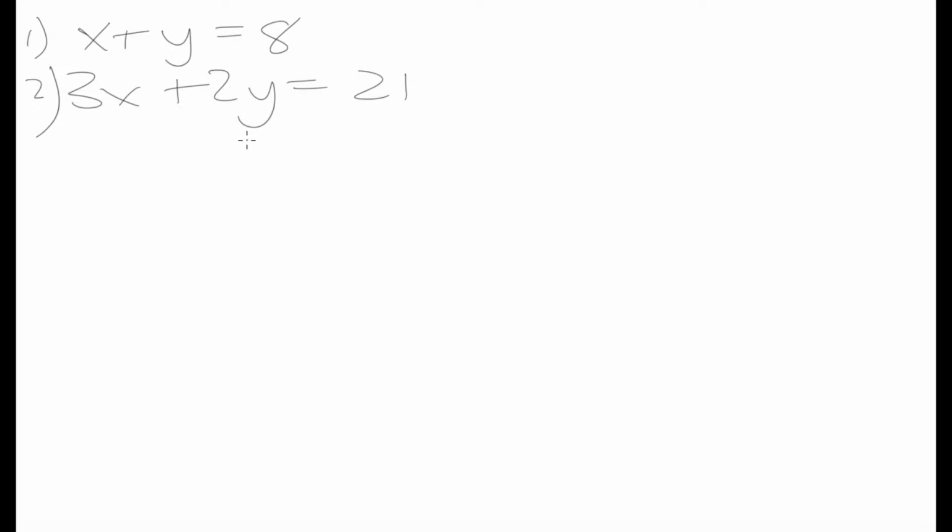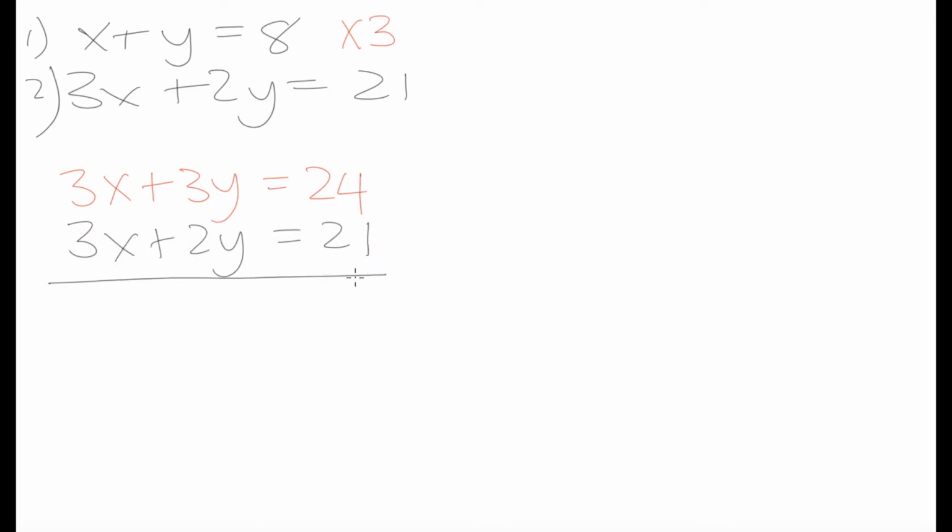And the first thing that I can notice is that if we were to multiply this top equation by 3, we would get 3x plus 3y is equal to 24. And then if we subtracted these two, we could cancel out our 3x's. So let's actually do that. Let's multiply this equation by 3. So that would give us 3x plus 3y is equal to 24. And now we have our second equation, which is 3x plus 2y is equal to 21.